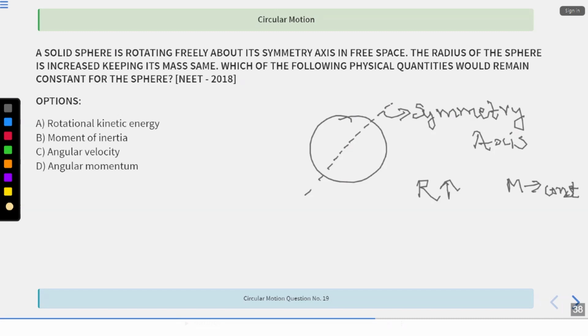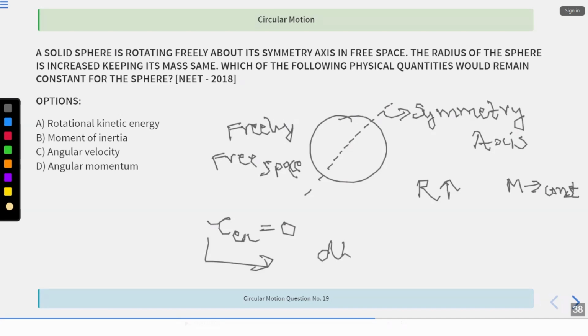We know that torque exterior is equal to 0 because it is rotating freely in free space. So the torque exterior is 0. Okay. So therefore, what I can write this as is the angular momentum will also be constant, right? This is nothing but dL by dt, right? So this will also be constant. So therefore, our angular momentum will be constant.